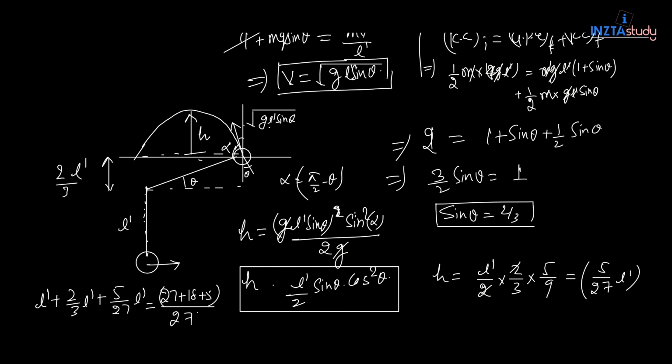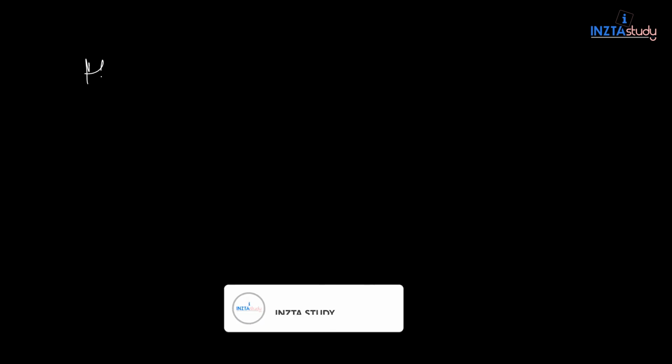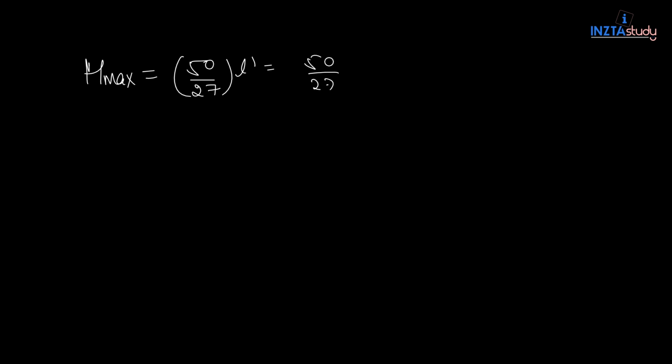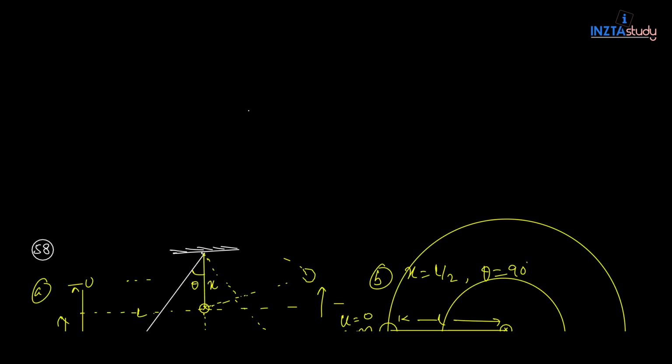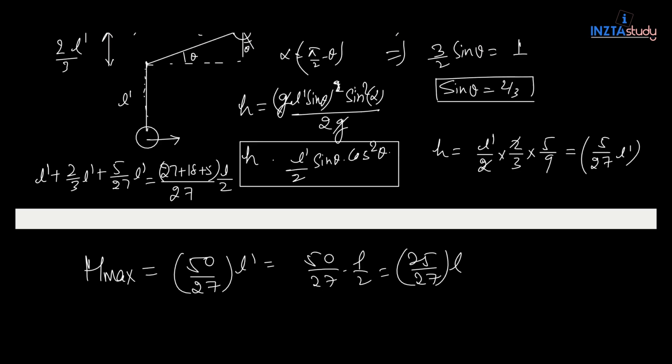So the value which we are going to get here is 50 by 27 L dash. L dash can be written as L by 2. So the maximum height is equal to 50 by 27 L dash, and with L dash equal to L by 2, it is going to be 25 by 27 L. So this is the maximum height that this ball is going to reach.